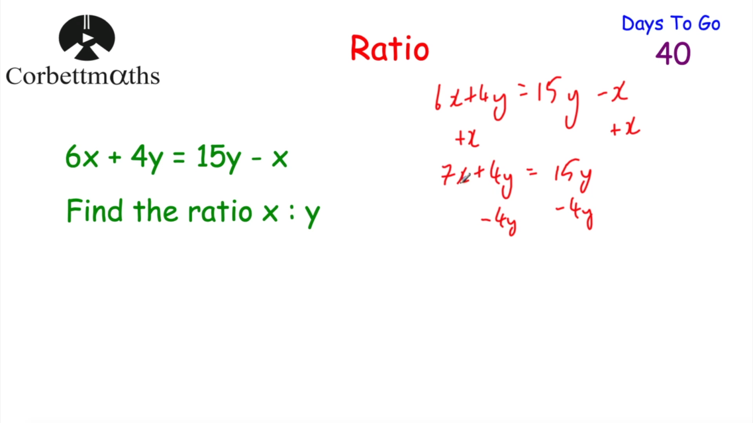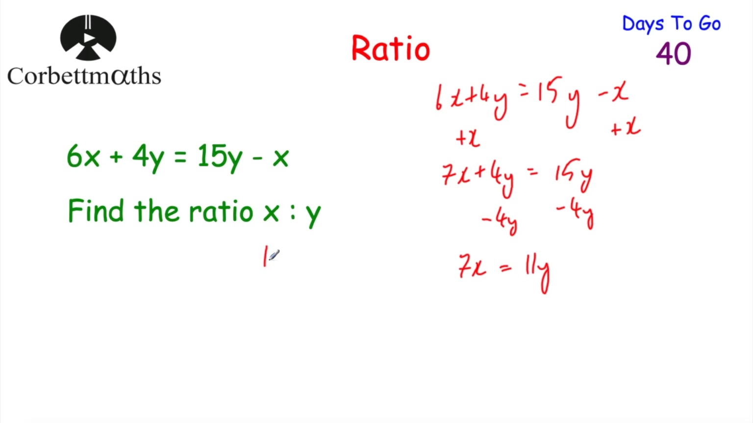So on the left hand side, we'd be left with 7x, and on the right hand side, we'd be left with 11y. So we've got 7x equals 11y. We want to find the ratio x to y, so in terms of the x, let's look at the coefficient of y in the equation. That's 11. And in terms of the y number in the ratio, let's look at the coefficient of x in the equation. That's 7. So the ratio of x to y would be 11 to 7, and that's it. And if you got that, well done.